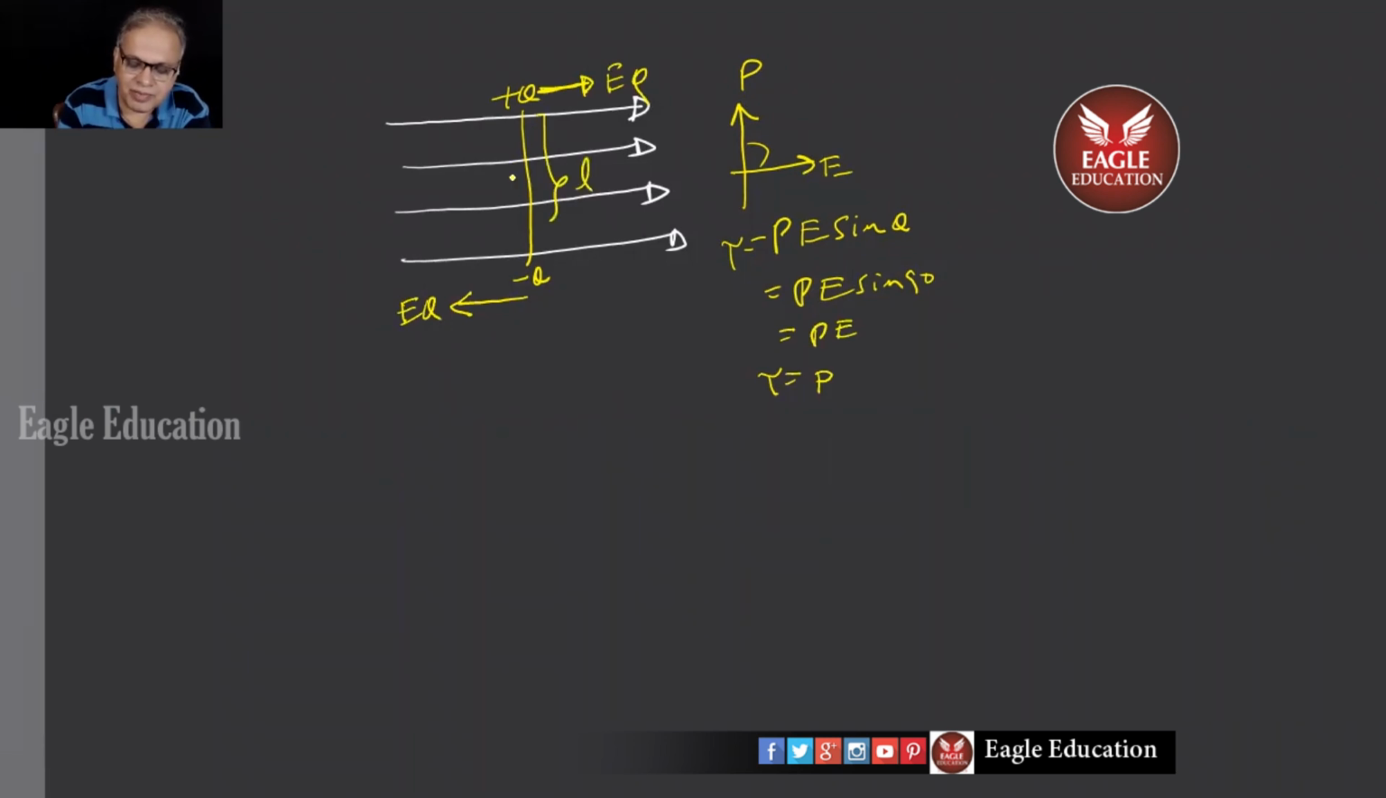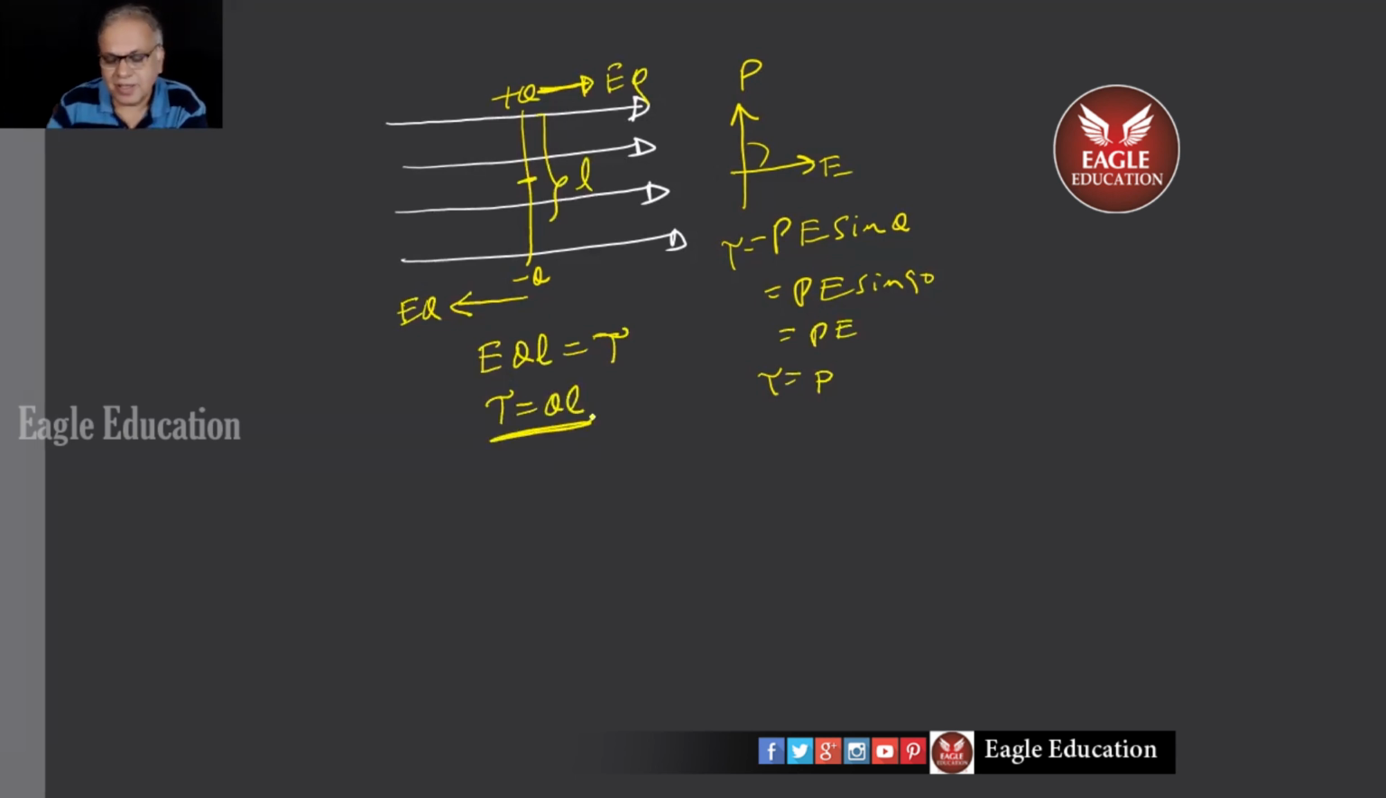Tell me. Or if you take the center as the origin, it doesn't matter. EQ into L by 2 plus EQ into L by 2. Isn't it so? So E into Q into L is the torque at this position. But we said E is 1, so tau is QL.